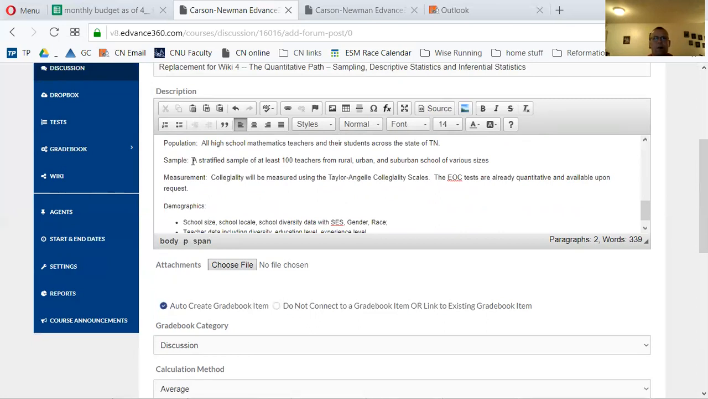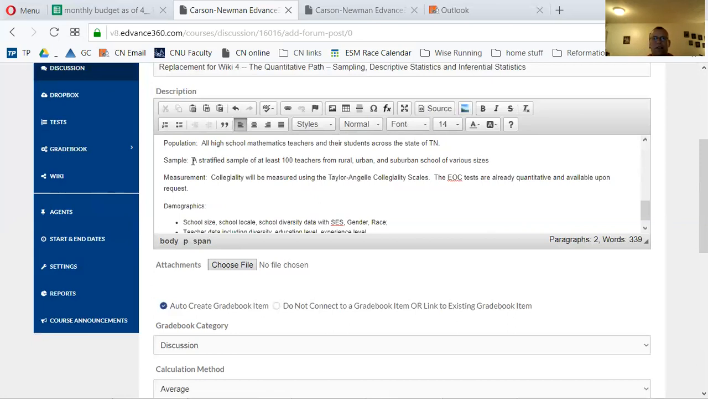Okay, measurement. How am I going to measure these things? Well, how do you measure collegiality? Well, the Taylor-Angell collegiality scales. That's a little project I worked on in the past. There's a way that asks questions and quantifies the kind of interaction, and to what extent that is collegial. So we could put a number on collegiality, and it's important that your measurement be valid and reliable. And Angel did most of the work on that part.